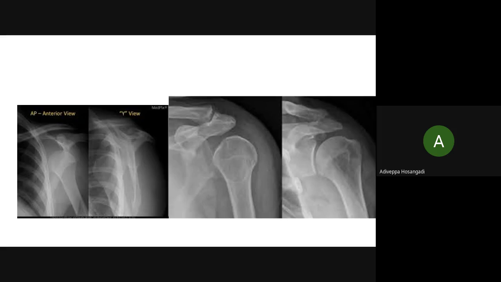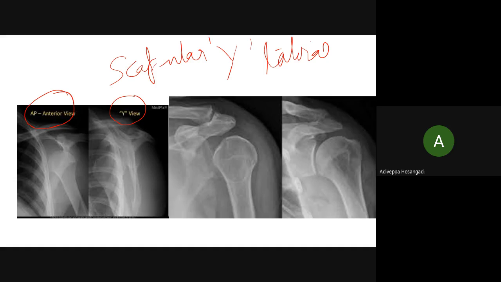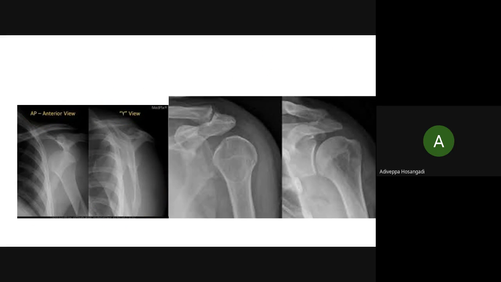So what you should see in an X-ray, it's very easy, isn't it? This is a normal AP view. This is the scapular Y lateral view. You have to remember one view which is called the scapular Y lateral view, wherein this is a lateral view. This is a lateral view. This is a normal shoulder AP view. Look at the first picture. Anybody can easily diagnose, isn't it? What is the first picture showing you?